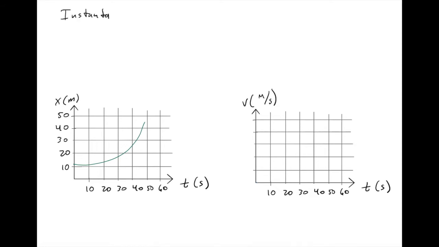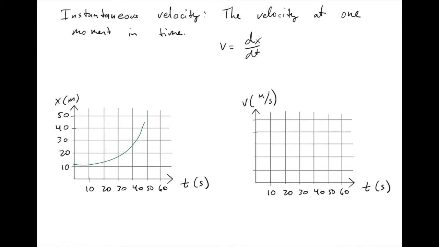In this case, we're talking about what's called the instantaneous velocity. That's different from the average velocity that I talked about in the last video. The instantaneous velocity is equal to dx/dt. That is, the instantaneous velocity is equal to the slope of the position graph at that moment in time.